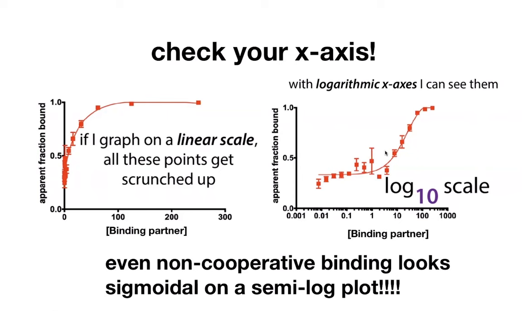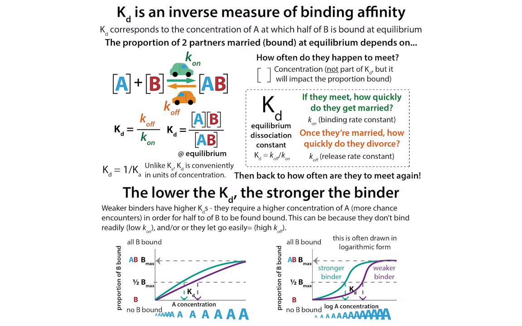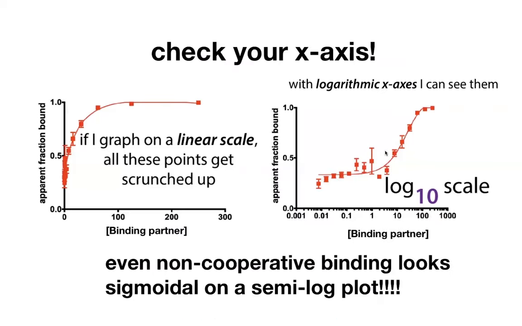And so you always need to check your x-axis, because even non-cooperative binding looks sigmoidal on a semilog plot. So semilog because we're taking the log of the x-axis, but not the y-axis. So basically, check your x-axis. If you see a sigmoidal curve on a linear axis, that will indicate cooperative binding or just really poor experimental skills. But if you see a sigmoidal curve on a log scale, well, that doesn't really tell you anything. But if you do have cooperative binding, you'll still see a sharper sigmoidal curve.